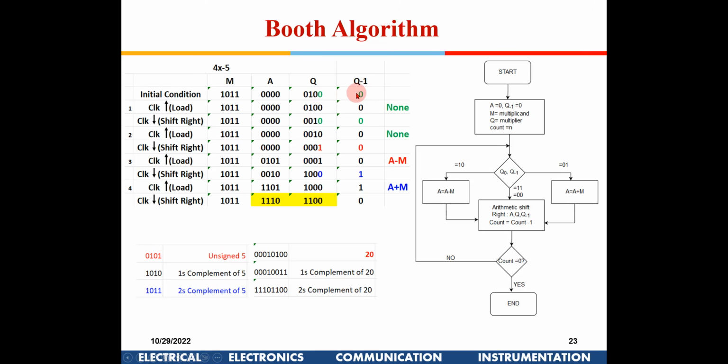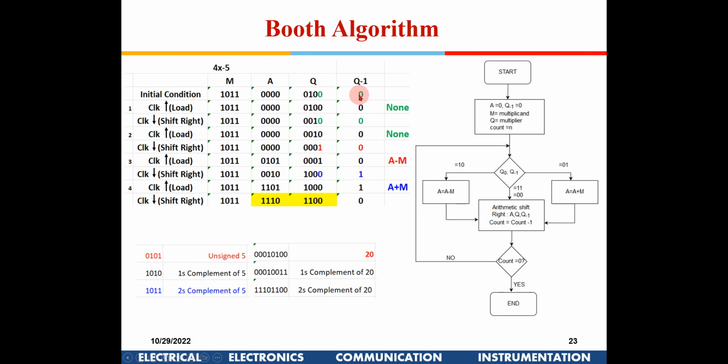Now, if you see here 0 0, so now I am going to make a decision based on Q0 and Q minus 1, right? If it is 0 0 or 1 1, I am not going to do anything. I'm just going to move forward, do the shift operation. But if it is 0 1, then I am going to do a plus M, and if it is 1 0, I am going to do a minus M. Okay, so that is the difference now.